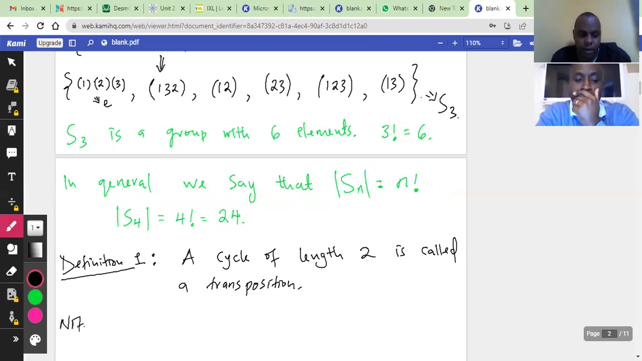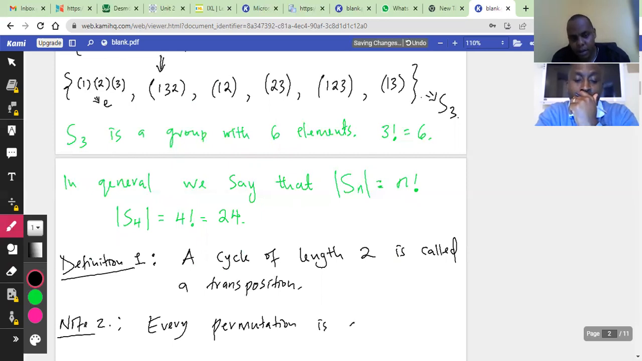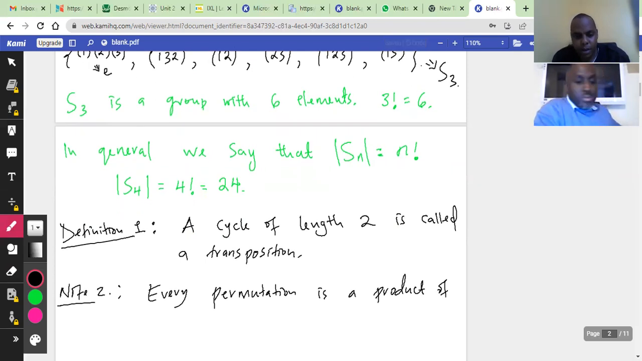Second note, you need to note that every permutation is a product of disjoint cycles.